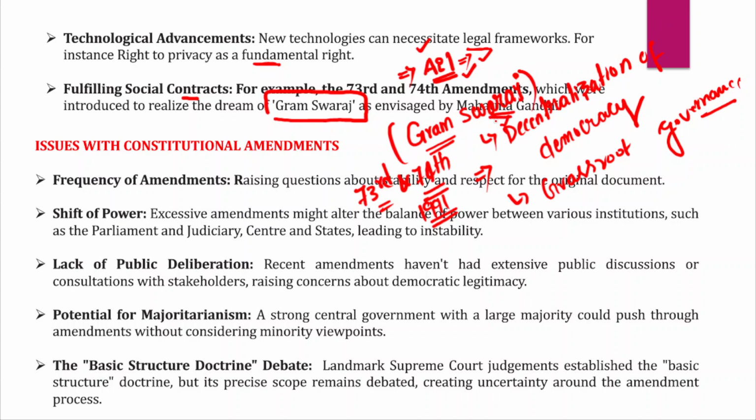Right? So we have understood why constitutional amendments are required, why constitutional amendments are very important. Now we will understand what issues exist with constitutional amendments. In fact, constitutional amendments also come with certain issues, and it is important for us to understand those issues as well.